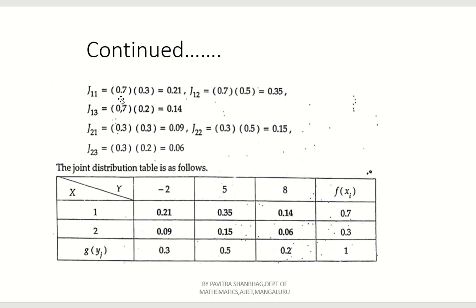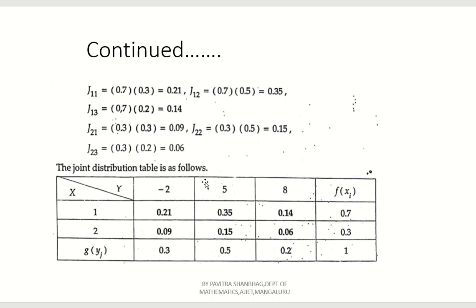J11 is 0.7 into 0.3, that is 0.21. J12 is 0.7 into 0.5, that is 0.35. J13 is 0.7 into 0.2, that is 0.14. J21 is 0.3 into 0.3, that is 0.09. J22 is 0.3 into 0.5, that is 0.15. And J23 is 0.3 into 0.2, that is 0.06.